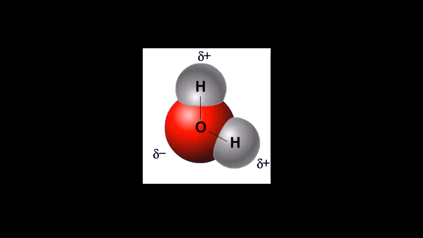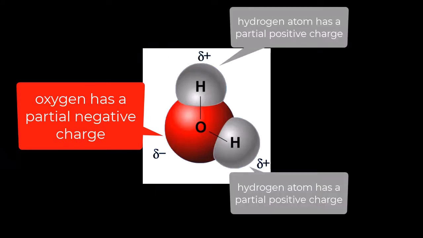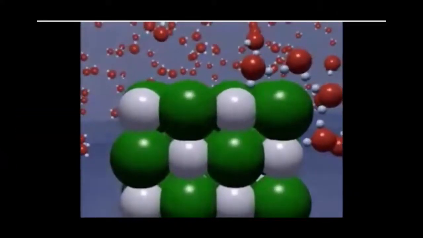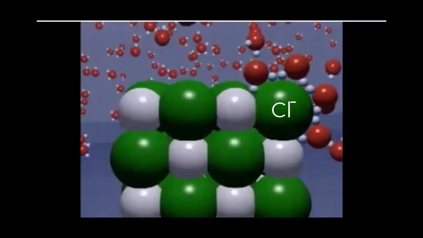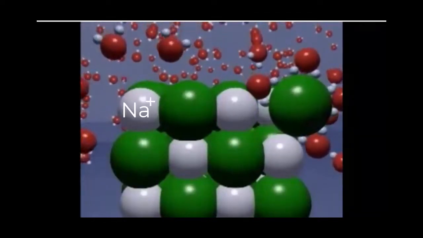Even though the water molecule has no net charge, the water molecules are polar. They have a negative side and a positive side. When a crystal of sodium chloride is placed in water, the partial positive charge of the hydrogen ends of the polar water molecules attract the negatively charged chloride ions and gradually surround them.